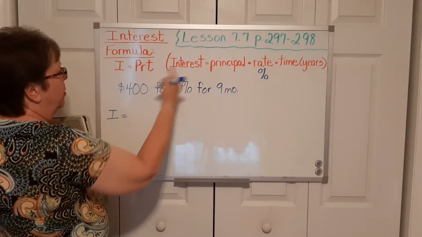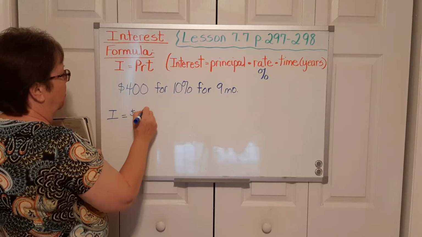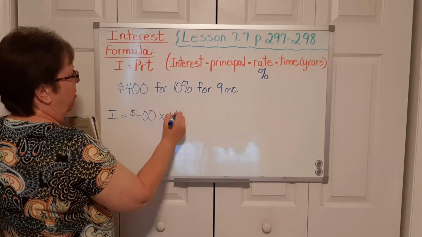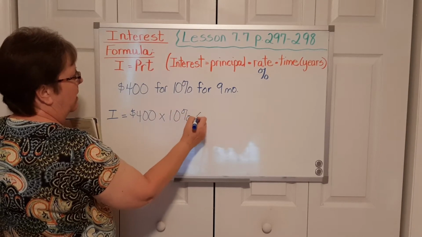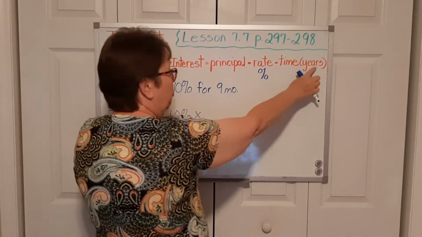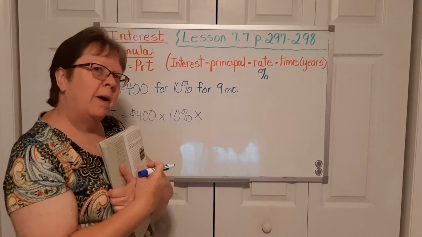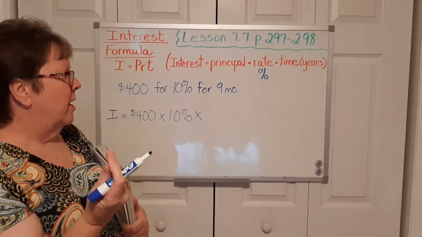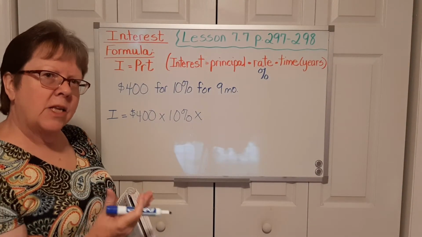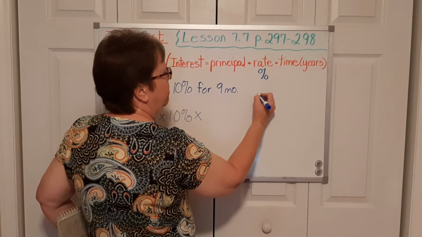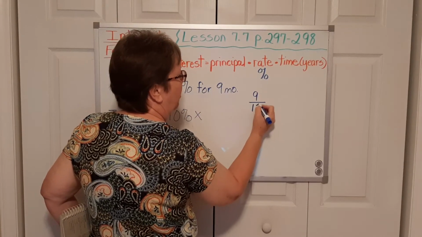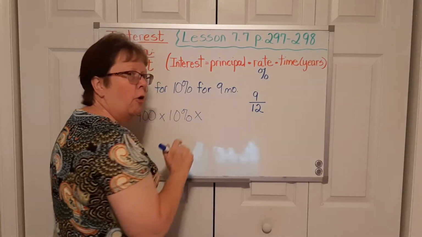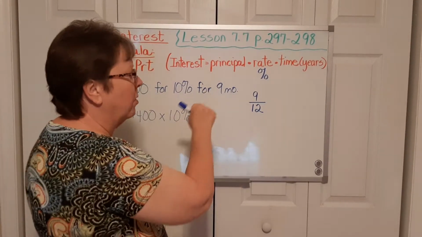Okay, our principal would be our $400. Okay, times our rate, which will be our 10%, times the time in years. Well, that's not even a year, it's 9 months. So if it's not even 1 year, if it's just a few months, okay, if it's less than a year, we're going to have to take that 9 months and put it over 12, because that's 9 months out of 12, 9 months out of the year. Okay, now that's very important that you know that.